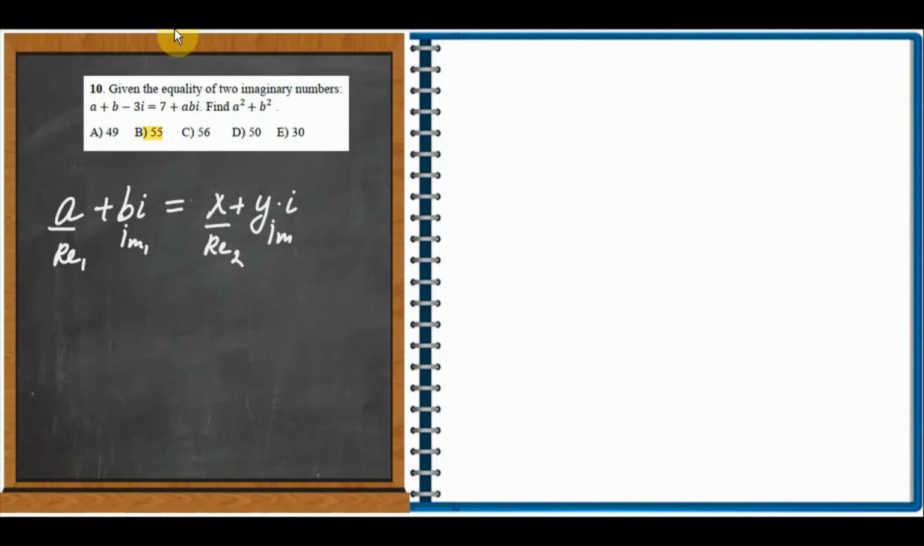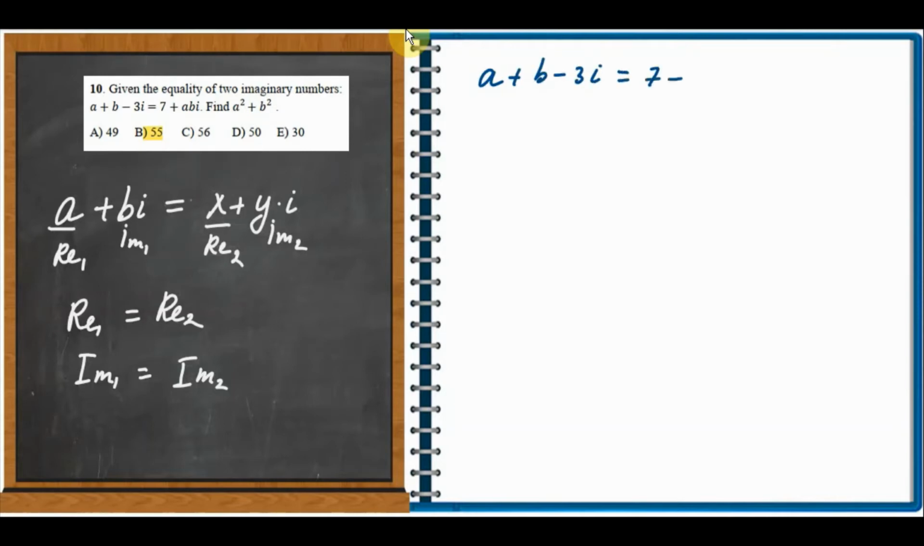In order for these imaginary numbers to be equal, we say that their real parts must be equal and their imaginary parts must be equal. Only and only in this case they are equal. Therefore, we will write. So first, let's copy a plus b minus 3i equals 7 plus abi. And we need to find a squared plus b squared.